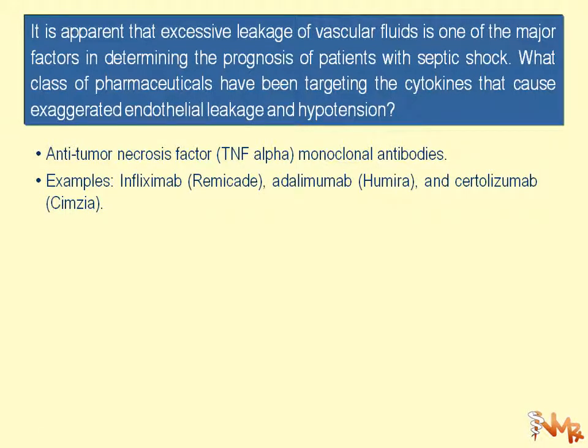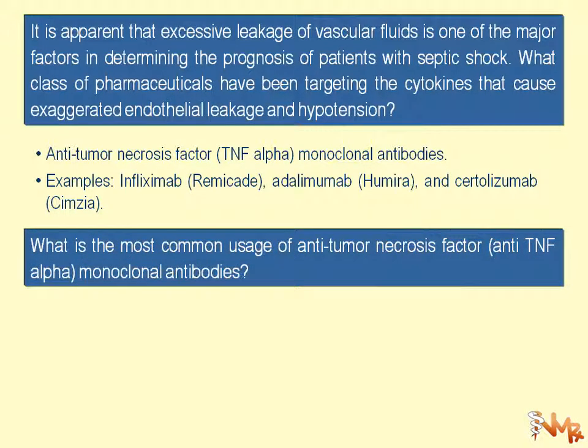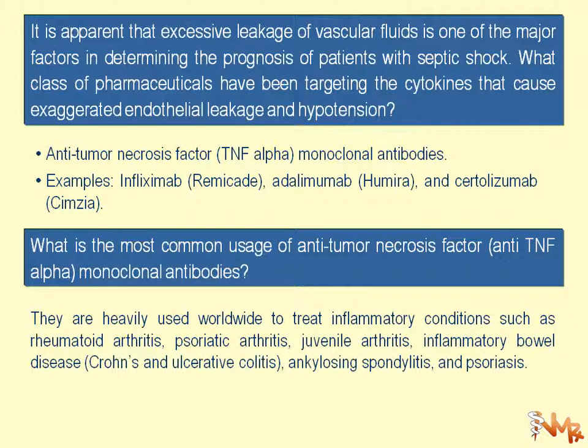To give you a few examples, infliximab, brand name is Remicade, adalimumab, Humira, certolizumab, Cimzia. So what is the most common usage of anti-tumor necrosis factor alpha monoclonal antibodies such as Humira? They are heavily used worldwide to treat inflammatory conditions such as rheumatoid arthritis, psoriatic arthritis, juvenile arthritis, inflammatory bowel diseases such as Crohn's and ulcerative colitis, and ankylosing spondylitis.